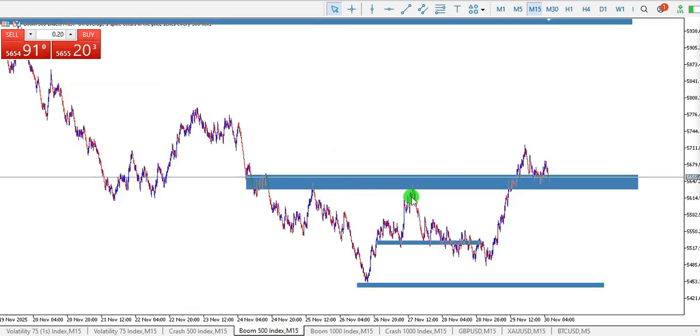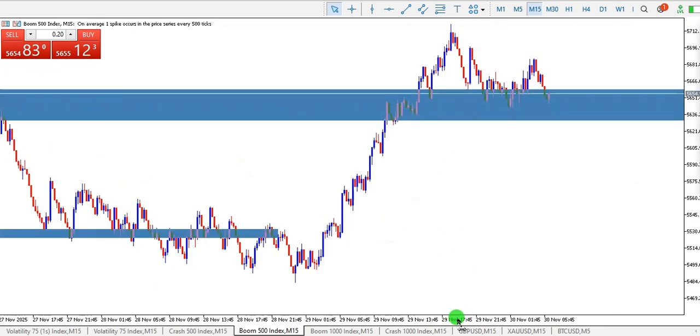Next is Boom 500. On Boom 500, this was a zone we marked and said this is a zone of interest. If it gets broken, we'll be thinking of going on the long side. Of course, currently I'm still very much bullish on Boom 500.